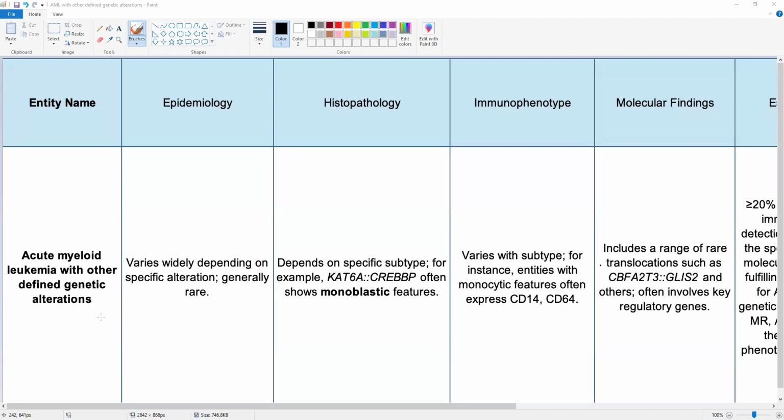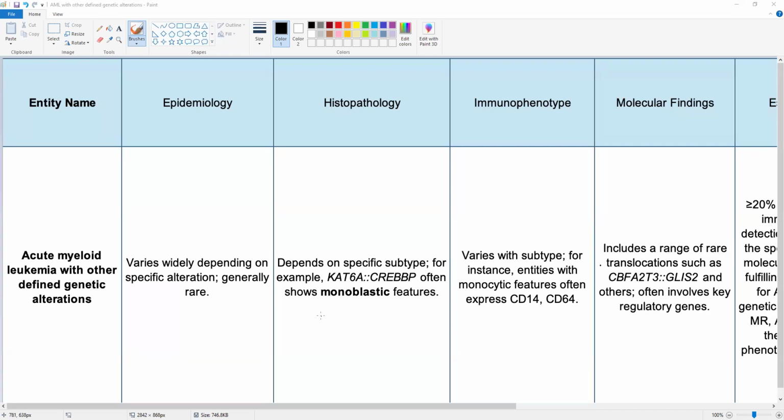I'm a third-year pathology resident, and today I'm going to be talking about acute myeloid leukemia with other defined genetic alterations. These are super rare entities, and they currently include 5 entities that I'm going to go through quickly. The epidemiology of these entities varies widely depending on the specific alteration, but they are generally super duper rare.